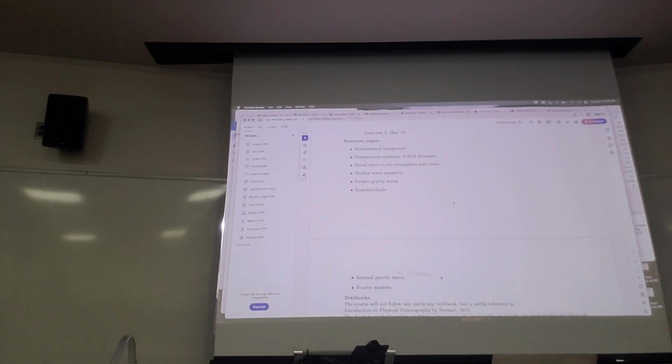This course is very different, and this is a fluids-first introduction to physical oceanography. So the point of view that's taken in this course is that to understand the physics of the ocean really requires understanding of fluid dynamics. And so we're going to start this course with mathematical background that's needed for that, and then the first significant portion of the course is the fundamental equations of fluid dynamics.